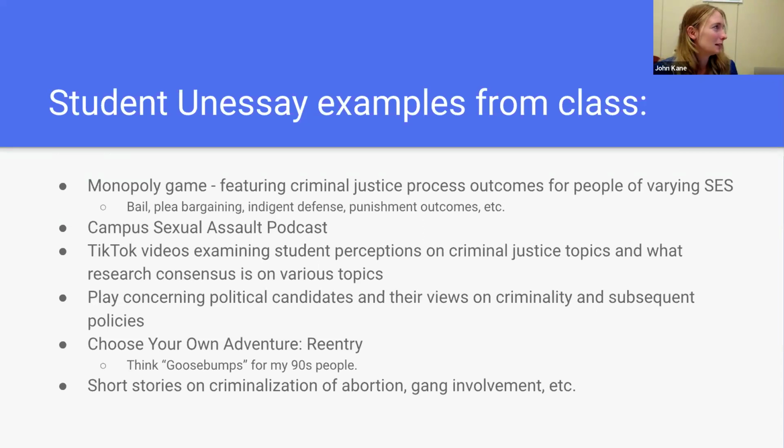The students were really engaged in it. They were very motivated to try to beat the wealthier competitors in the game, but it wasn't really set up for that, right? Our students who had game pieces associated with lower socioeconomic status had a much harder time navigating the criminal justice system than our wealthier participants.